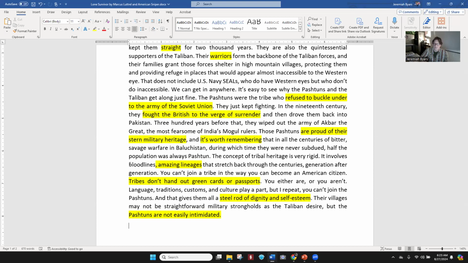He says it gives him a steel rod of dignity and self-esteem. Again, that's phrased in a way where he respects that they have this self-esteem, this dignity. I think this also pushes the idea of American strength and patriotism, having dignity and being proud of yourself, proud to serve. And the Pashtuns are not easily intimidated. These are all very strong core values that I think a lot of Americans have.